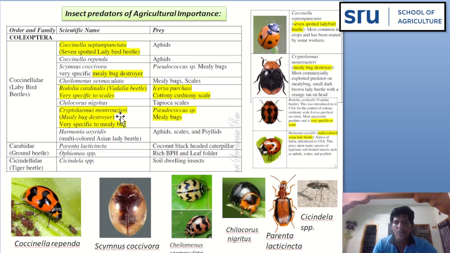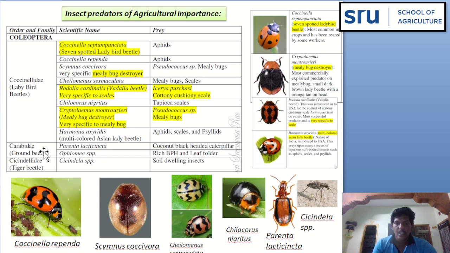Next, Silocorus nigratus. They feed on tapioca scales. Next, Cryptolaemus montrouzieri. They are mealybug destroyers, meaning they feed on Pseudococcus species, that is the mealybug. Next is Harmonia axyridis. This is a multicolored Asian ladybird beetle. It is native to Asia or India. They feed on aphids, scales, and psyllids.